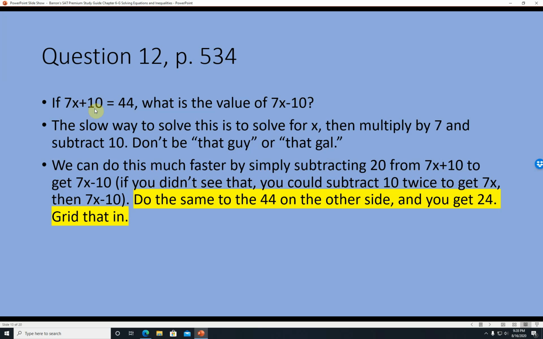If you're not quite that perceptive or you're just a little concerned, fine, subtract 10 and then you get 7x equals 34, and then subtract another 10 to get 7x minus 10, and you still get 24. So grid that in, you get 24. As I said, if you see the 7x minus 10 right away, great, just subtract 20. If you didn't see that, just subtract 10 to get 7x, then subtract another 10 to get 7x minus 10.